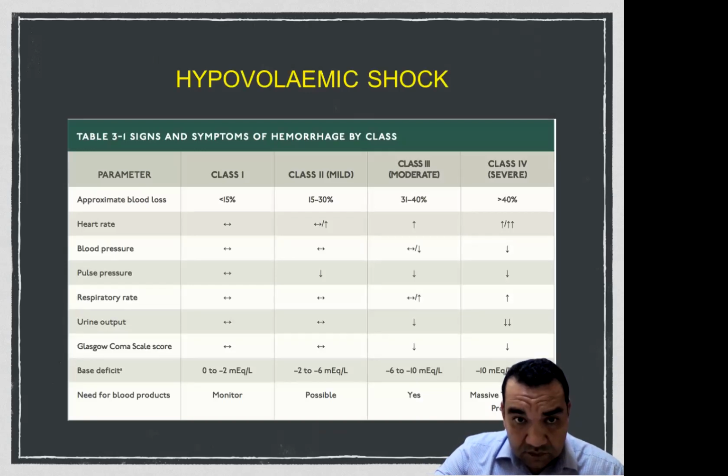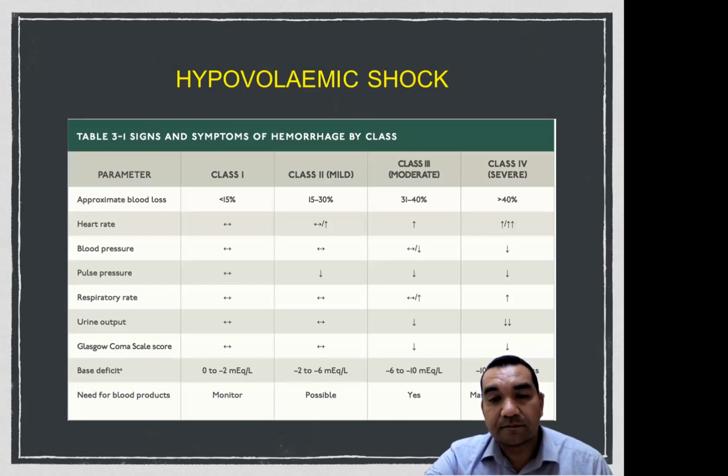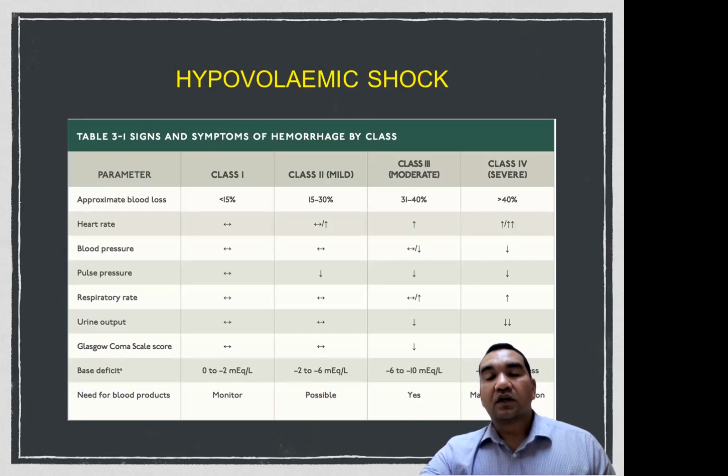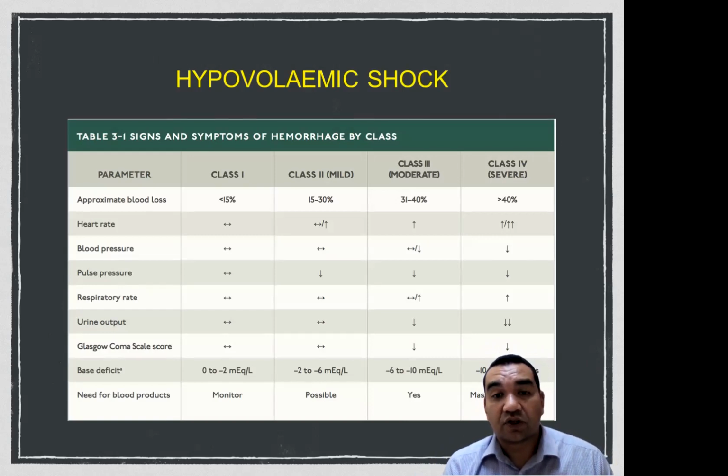As you can see, these are the signs and symptoms of hemorrhage by class. Basically, you have 4 classes of shock. For the first class, you can usually relate it to blood donation. If you donate a pack of blood, it will be roughly around 250 or 500 ml. That is related to class 1 shock. For class 2 shock, it can go up to 30% of the blood volume. For example, if your body weight is 50 kilograms, 30% means it's already 1.5 liters.